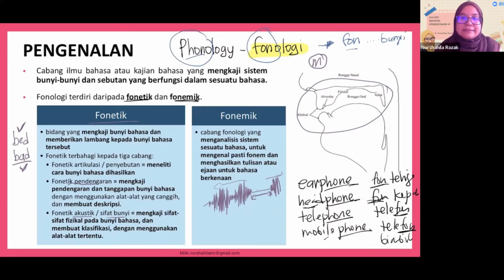Jadi ini adalah sifat-sifat bunyi. Setiap bunyi, vowel or consonant. Okay, ini adalah fonetik akustik. And we have the last one here, which is phonemic. Phonemic is a field that does research to make sure the spelling is correct. Okay, contohnya ejaan yang macam ni. Word pasti. Okay, pasti ni maksudnya confirm.